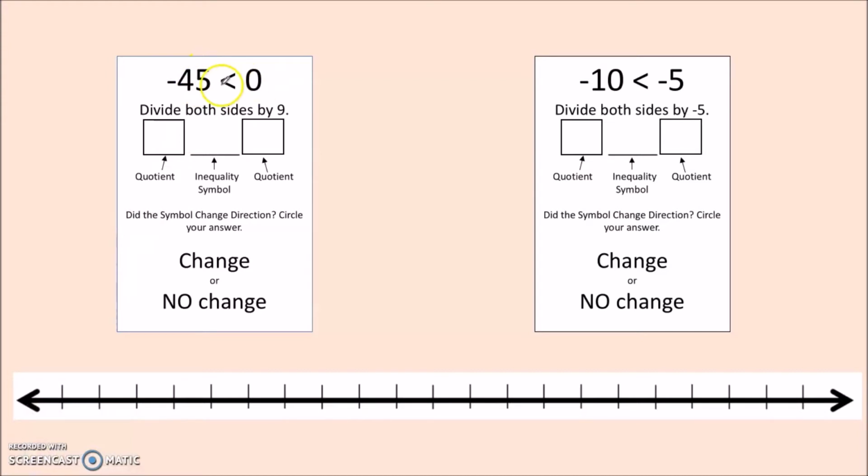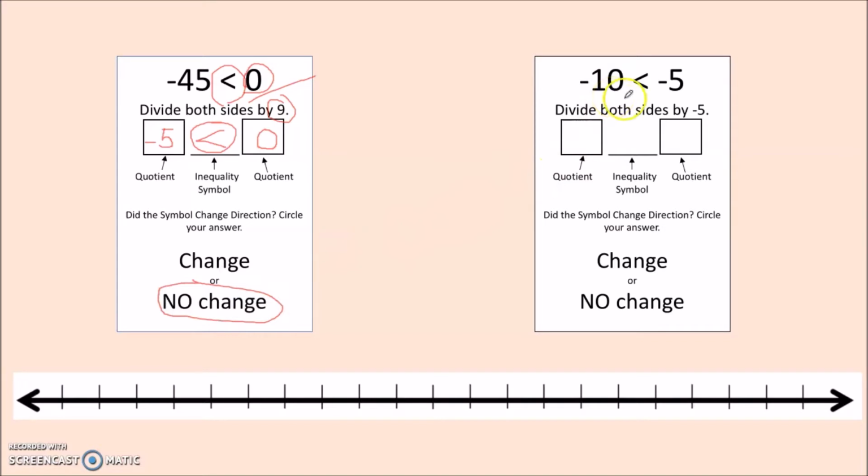-45 is less than 0. -45 divided by 9 gives us a quotient of -5. 0 divided by 9 gives us a quotient of 0. And -5 is less than 0. So if you look at the symbols, less than, there was no change in the direction of the inequality.